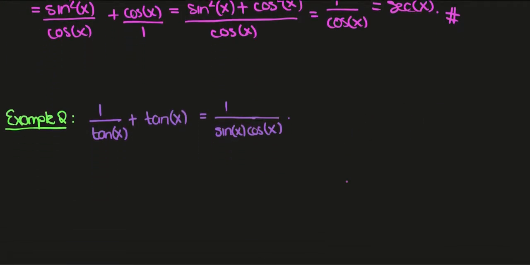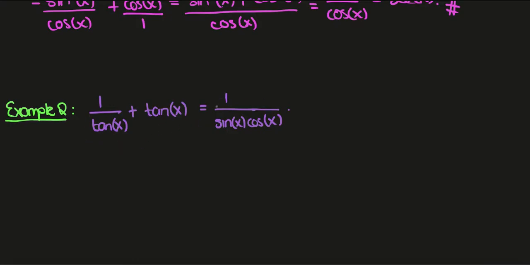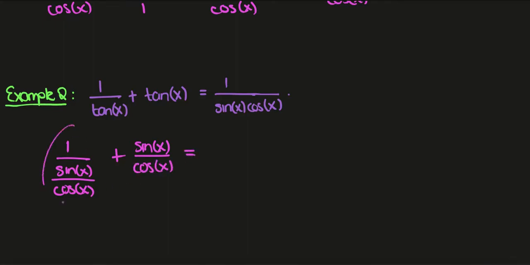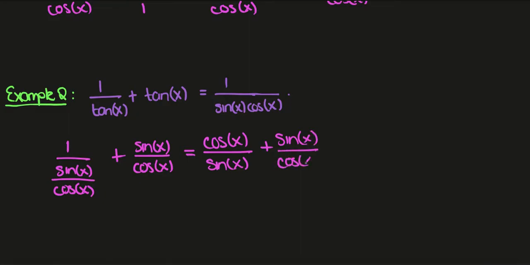Next one. Show that 1 over tan x plus tan x is equal to 1 over sine x times cos x. Again, I would expand these. So I'd write this as 1 over sine x over cos x plus sine x over cos x. So to simplify this first one, we just flip it. So we'll get cos x over sine x plus sine x over cos x.